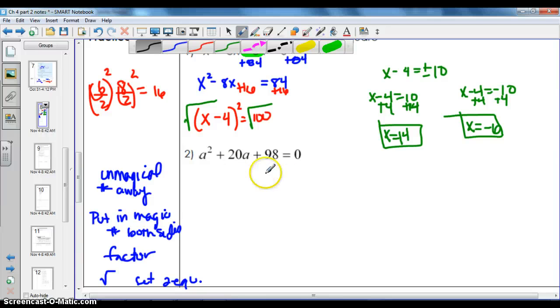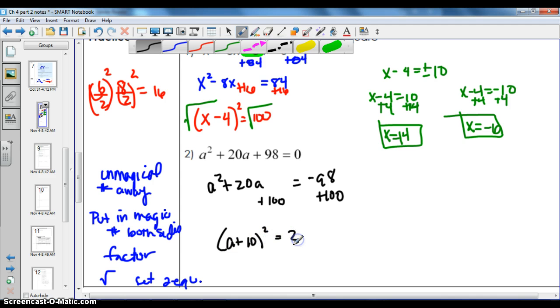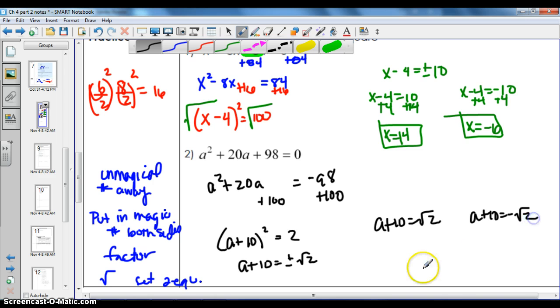All right, so hopefully you are at the step where you're checking that you got 98 to the other side. It would be negative 98 over there. Your magic number should be 100 that you're adding to both sides. Then after doing the factoring of it, we would wind up at this step. Doing the square root would wind up with plus or minus square root 2. And then we would have a plus 10 equals positive square root 2. A plus 10 equals negative square root 2.